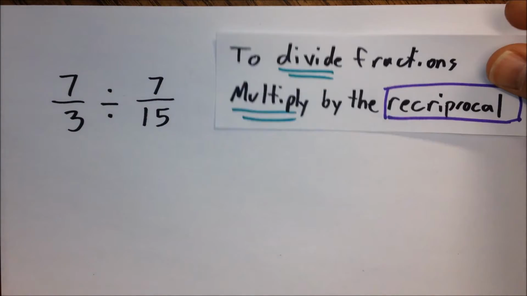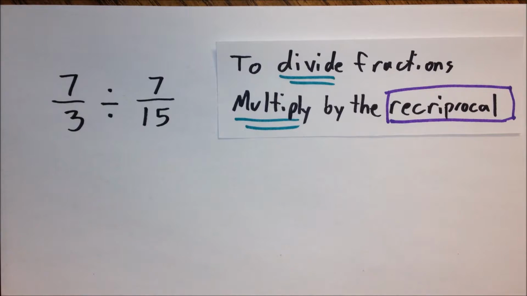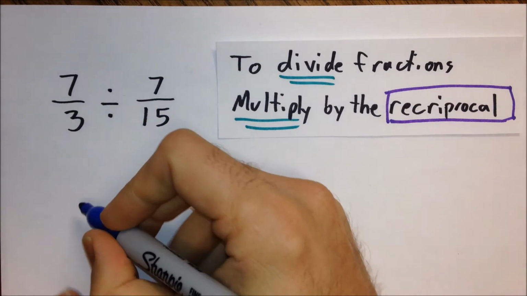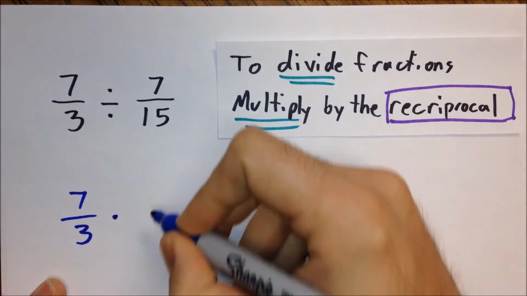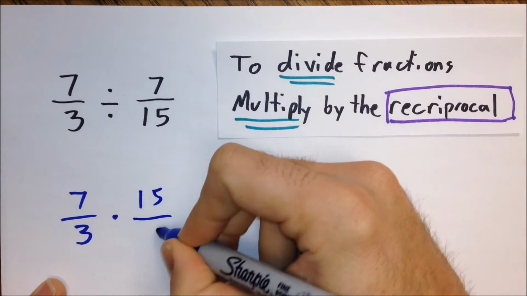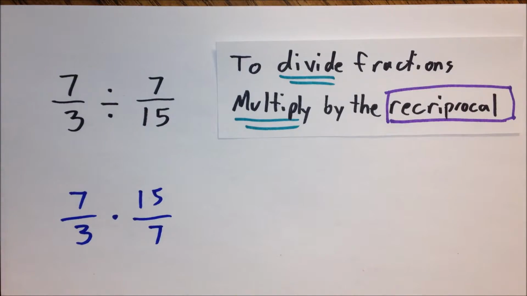How do we solve this? Let's go to our principle. We always multiply by the reciprocal. So this problem is solved by taking 7/3 and multiplying 7/3 times 15 over 7.